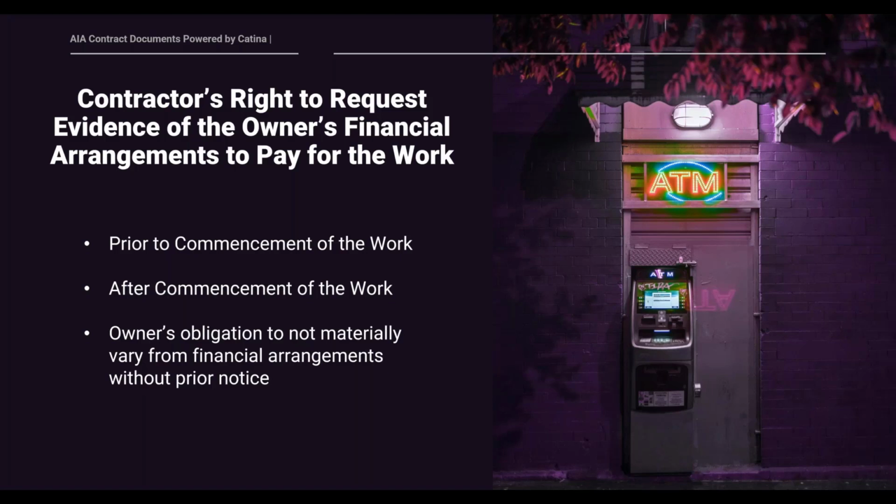So, for example, if the owner has expanded the scope of the project significantly, by like 20 or 30%, and there's a change order that's materially changed the contract sum, and I do think that a 20 or 30% increase would probably be a material change, then the contractor has the right to ask for evidence of the owner's financial ability and arrangements to pay for the additional work and for the work in general. Lastly, this section requires the owner not to materially vary its financial arrangements without prior notice to the contractor.